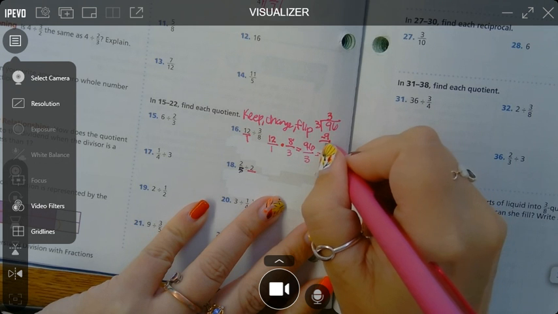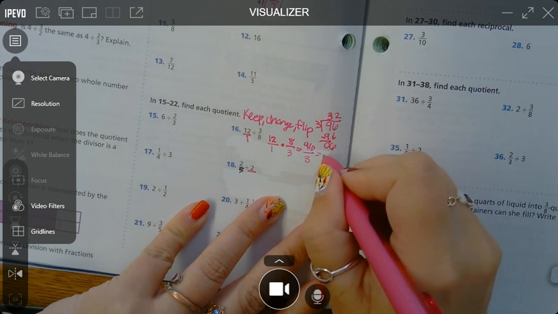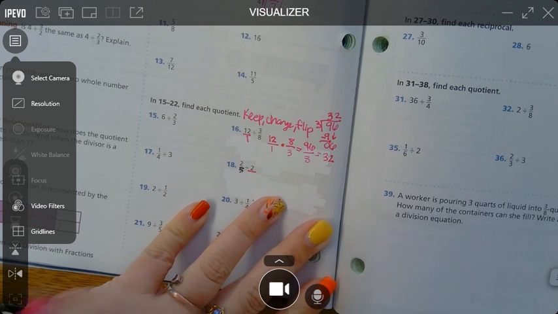And 9 minus 9 is 0. Bring down the 6. And 3 goes into 6 twice. So you get 32. Okay?